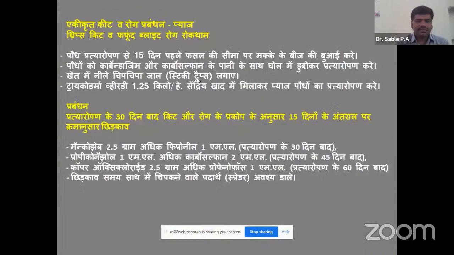Now, this is the integrated pest and disease management in vegetable crops. First, a border crop of maize along the side of the nursery as well as the main field should be planted 15 days before the transplant or nursery. Then, dipping with carbendazim and carbosulfan, as we have seen. Then use of sticky traps like blue and yellow: blue for thrips and yellow for whitefly and aphids. And Trichoderma, 1-2 kg per acre, using vermicompost or directly using the drip system.